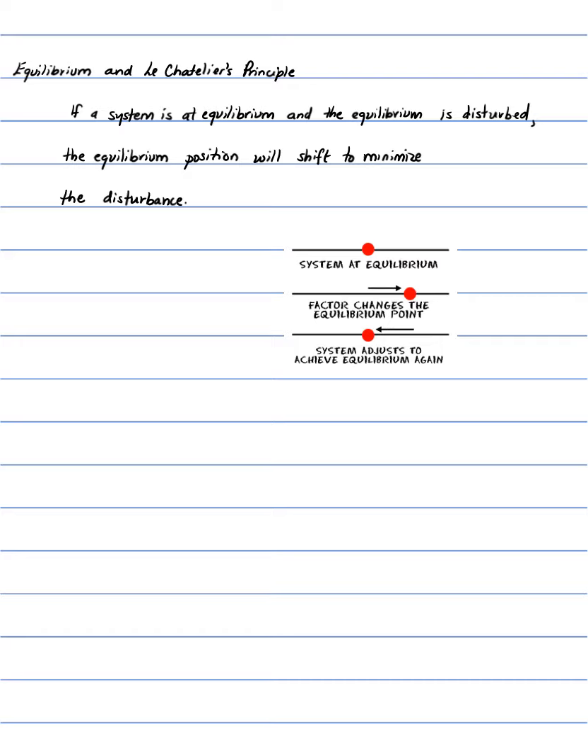Equilibrium and Le Chatelier's principle. When you have a reaction that is at equilibrium, that reaction will remain at equilibrium unless a change is performed. And by a change, I mean changing the temperature, changing concentration, or changing pressure. We use Le Chatelier's principle to predict how these changes are going to affect the equilibrium.